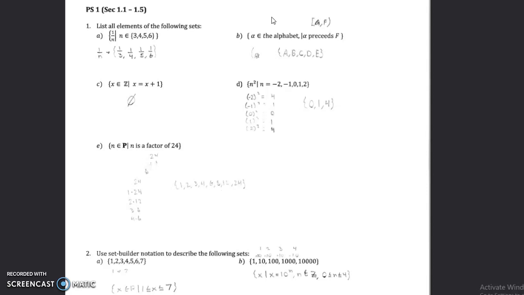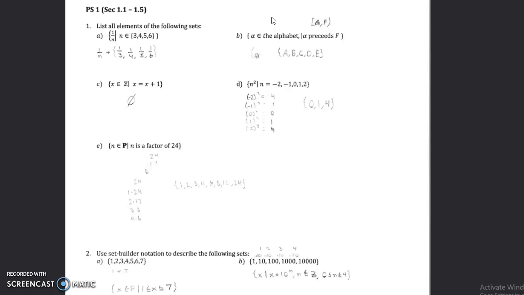So for question 1, it says to list all the elements of the following sets, and then we're given 5 different sets we're supposed to list the elements of. So reading set notation for set A, we have 1 over n, and then n is going to be the numbers 3, 4, 5, and 6. Since we're given 1 over n, we're going to plug in the numbers for n throughout the set for the elements. So if you plug in all the elements that we have, 3, 4, 5, and 6, then we get 1 over 3, 1 over 4, 1 over 5, and 1 over 6.